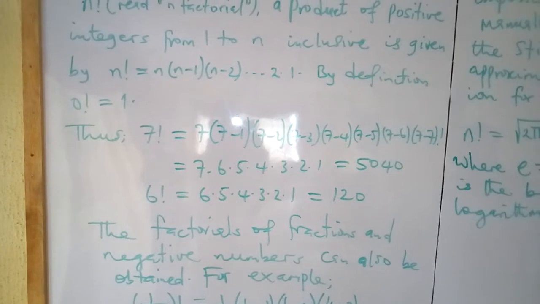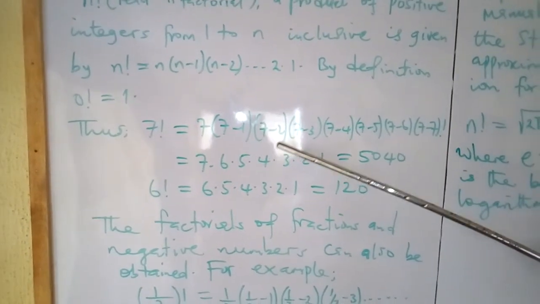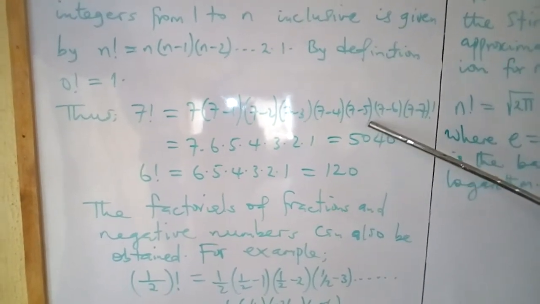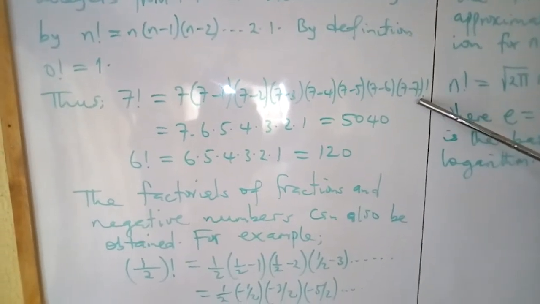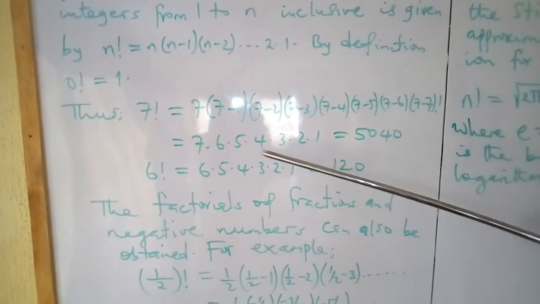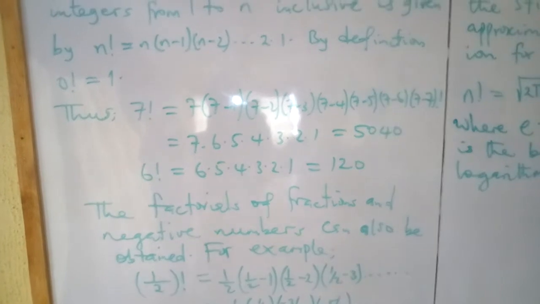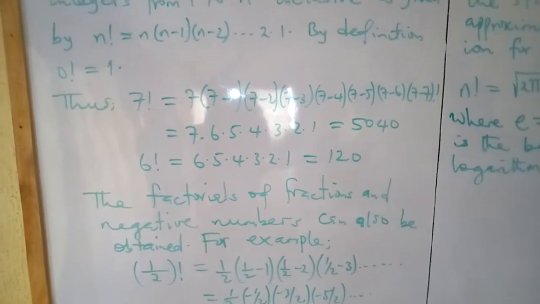So if we have 7 factorial, it is 7 times 7 minus 1 times 7 minus 2 times 7 minus 3 times 7 minus 4 times 7 minus 5 times 7 minus 6 times 7 minus 7, where the last one is also 1. So this will now be 7 times 6 times 5 times 4 times 3 times 2 times 1. That gives us 5040. The same thing for 6 factorial.